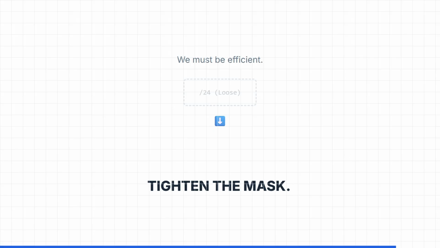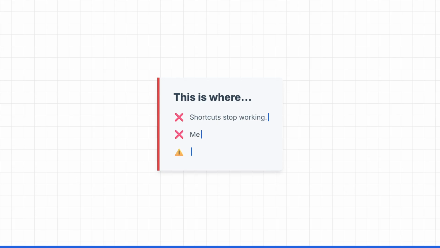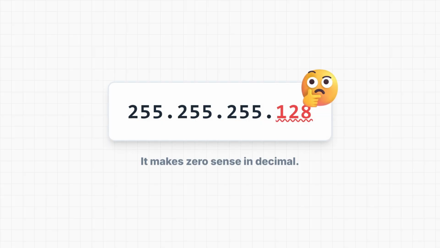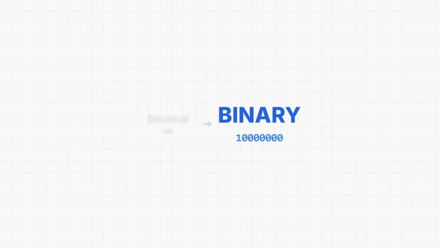So we have to make the network smaller. We have to tighten the mask. This is where the decimal shortcut stops working. This is where the memorization fails. This is where most students fail their exams. Today we are going to master the /25. If you just look at the decimal numbers, a /25 makes zero sense. You cannot see the division. To understand it, you have to leave the decimal world behind and enter the binary world.